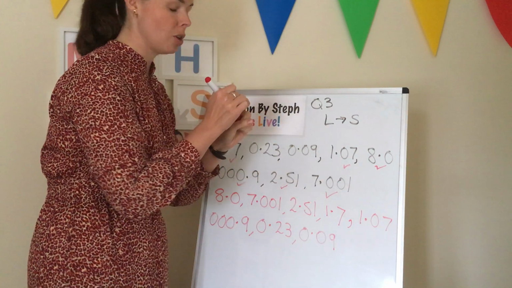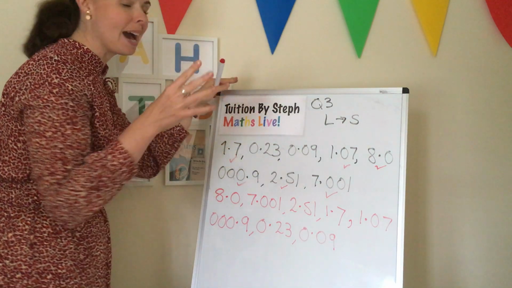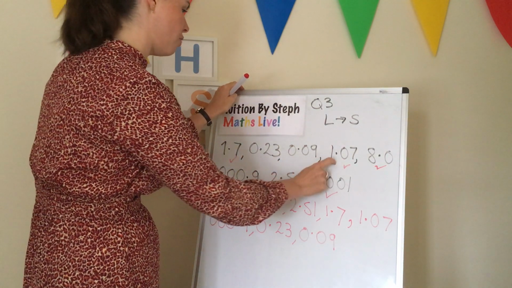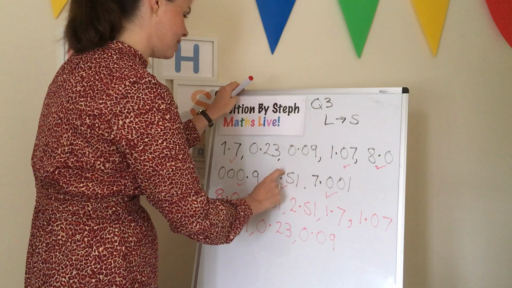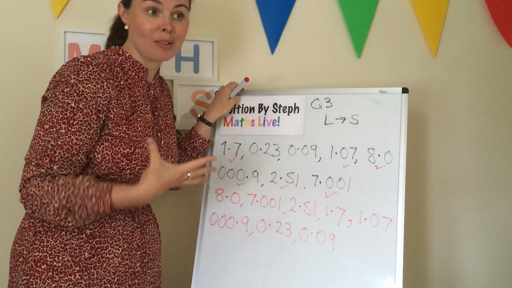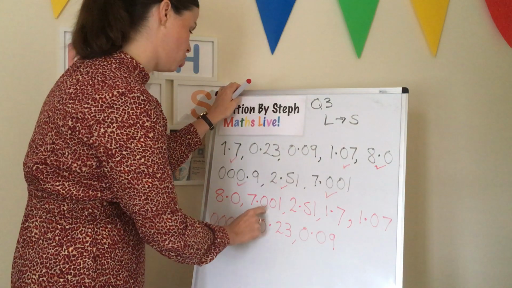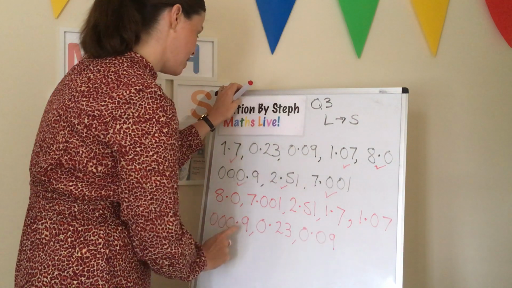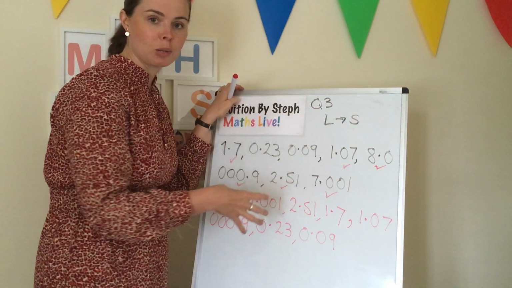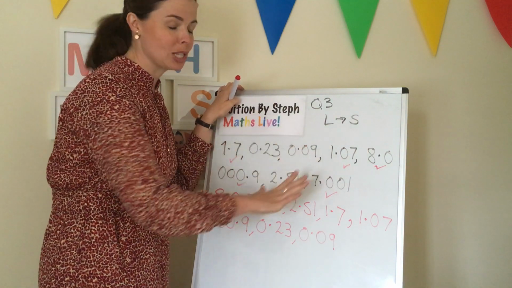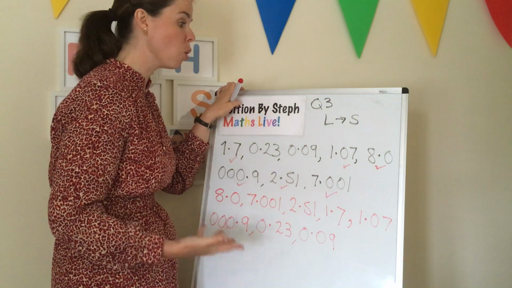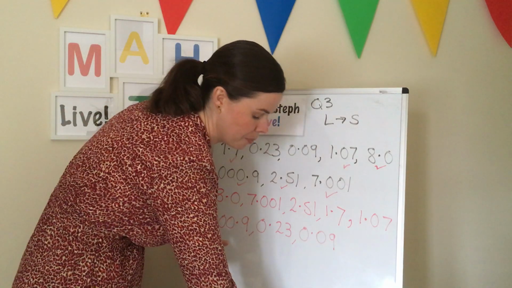Something else you should do is count how many numbers you've been asked to order. 1, 2, 3, 4, 5, 6, 7, 8. And then check you've actually put 8 numbers in your answer. 1, 2, 3, 4, 5, 6, 7, 8. Because you could accidentally forget to put one in. You might just miss one completely. So always check you've reordered the same number that you've been given.